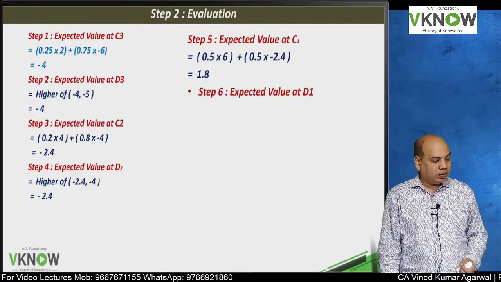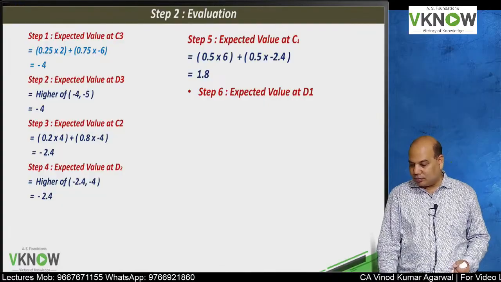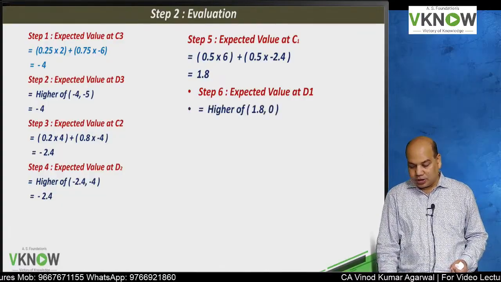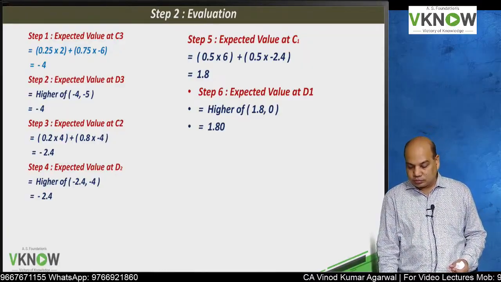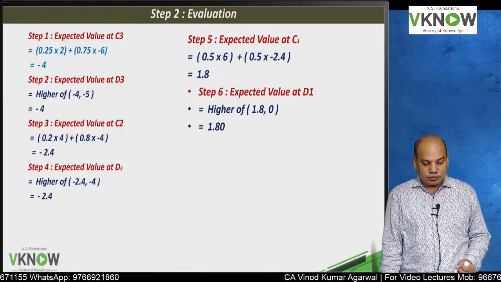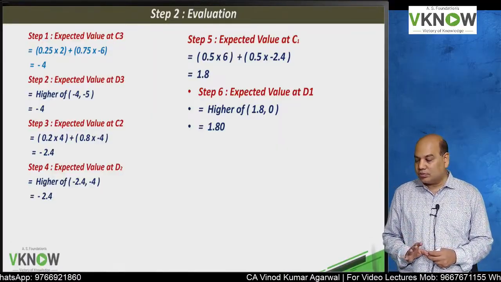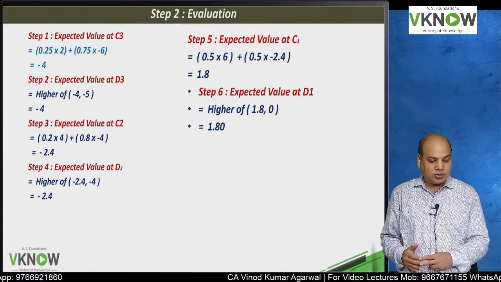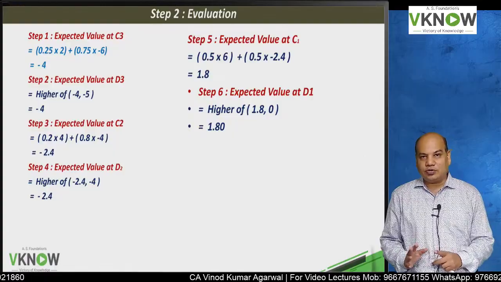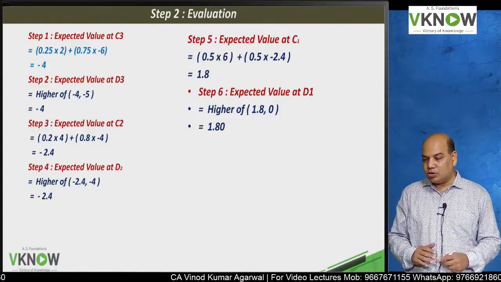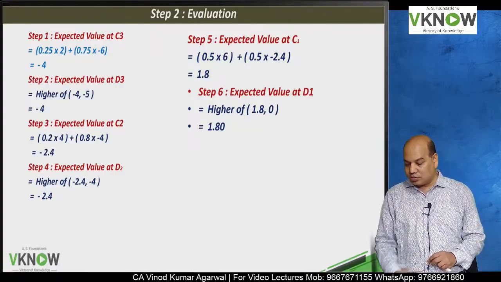Expected value at D1. Anybody who got the answer? 1.8. Very good. Higher of 1.8 or 0? 1.8. This way you have to present your answer nicely. This is our way of presentation. Institute has prepared a table for every calculation. That is also okay. Either way you must get the right answer. That is my objective. Any query on this question?